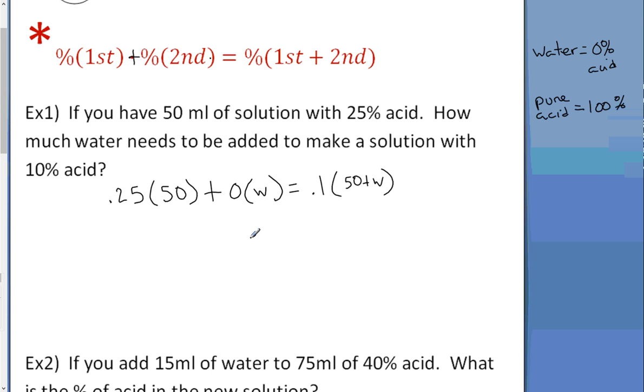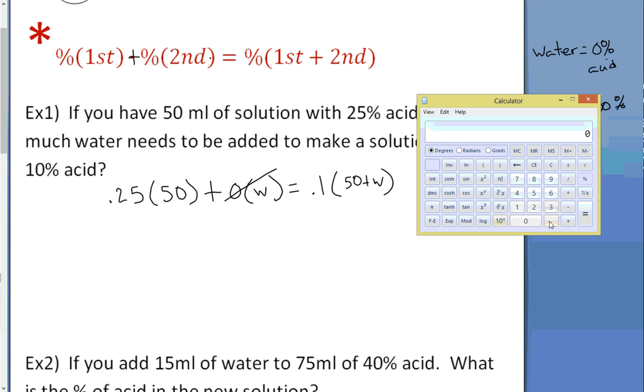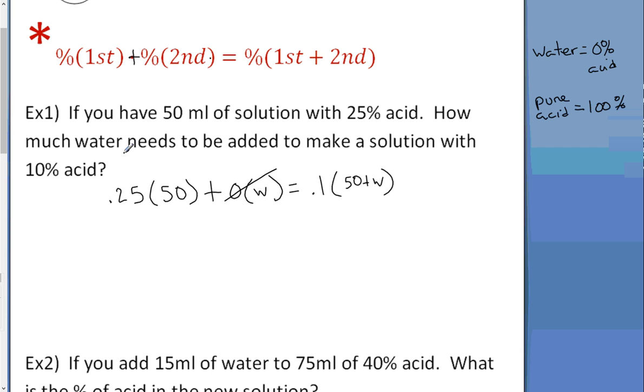Get it? So all we have to do then there is just do the math. So 0 times W is gone, so I have 0.25 times 50, and 0.25 times 50 is, by my calculations, 12.5. So this is 12.5 equals 0.1 times 50 is 5 plus 0.1 times W is 0.1 W.